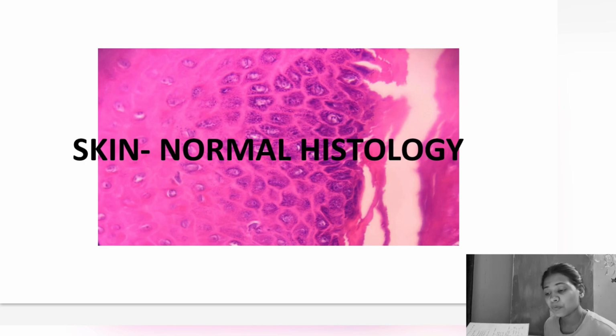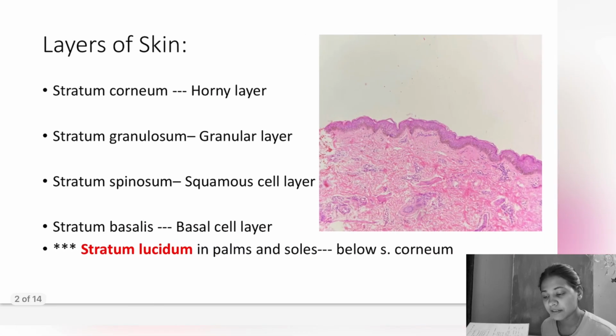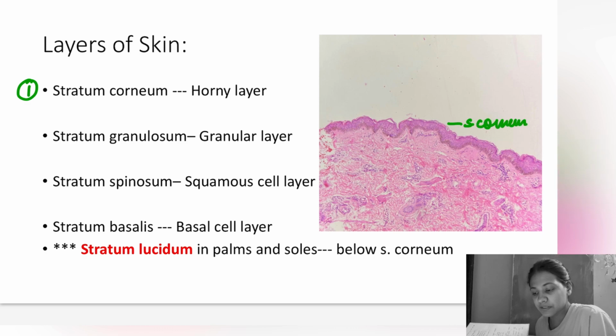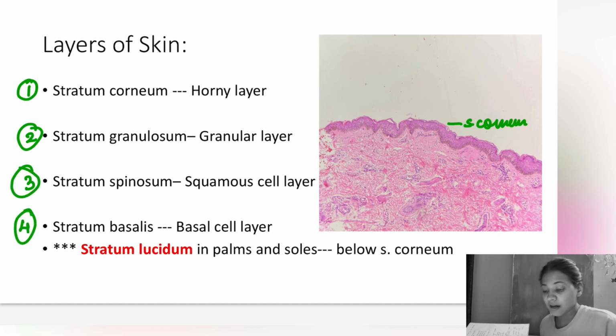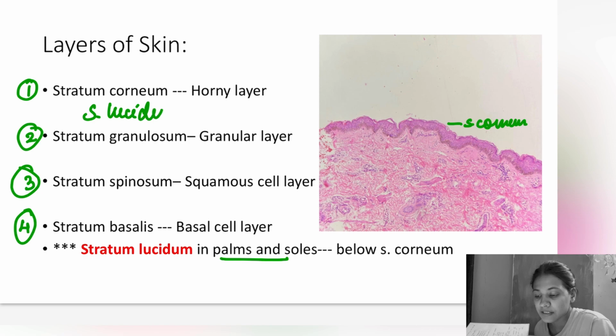So what do we see here? So right now let's start. There are 5 layers in skin, but we mostly say that there are 4 layers initially, which are the constant layers. That's the stratum corneum, which is the uppermost layer, followed by stratum granulosum, which is the granular layer, stratum spinosum, which is the squamous cell layer, and stratum basalis, which is the basal cell layer. Also, you see stratum lucidum in palms and soles, which usually occurs below the stratum corneum.